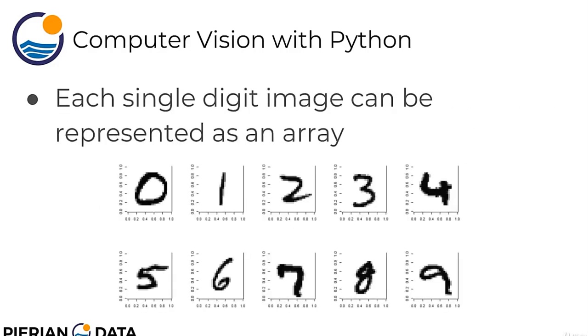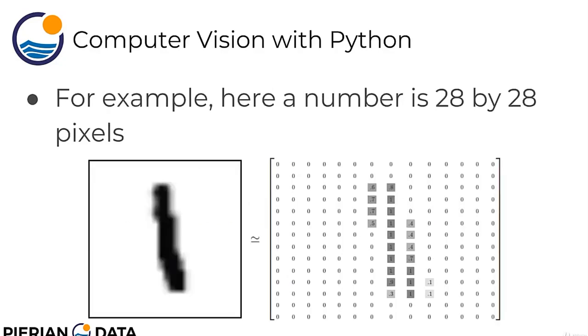Each single digit image can actually be represented as an array. So here we have the numbers 0 through 9, and these are all being represented as an array. For example, here is a number represented by 28 by 28 pixels. You can imagine that as we get more and more pixels, we'll have finer and finer resolution.